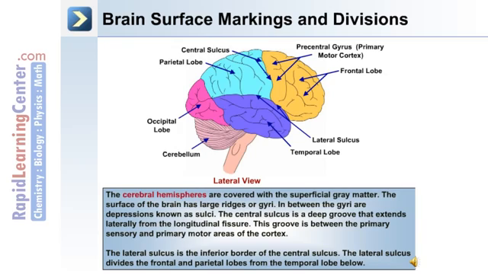Just anterior to the central sulcus is the precentral gyrus or primary motor cortex, and just posterior to the central sulcus is the sensory area of the cortex. The lateral sulcus is the inferior border of the central sulcus, and the lateral sulcus divides the frontal and parietal lobe from the temporal lobe below.